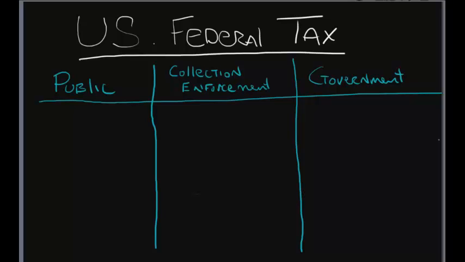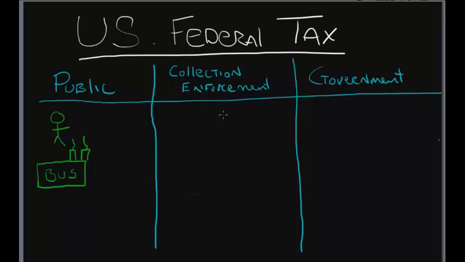Well, let's start over here. We're going to start with the public. In our system, and actually in every country, you have a public economy. So the public economy is made up of individuals and then businesses. Individuals go to work and they earn an income. Businesses produce goods and services and they earn an income. So individuals and businesses that are privately held make up the public portion of our economy. Okay?